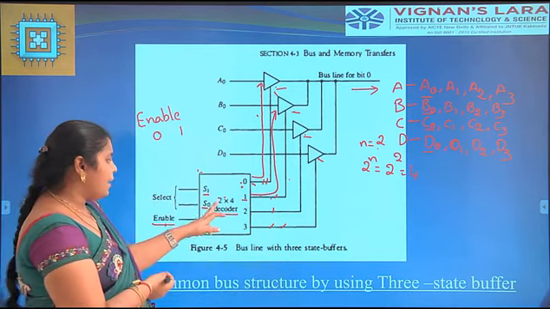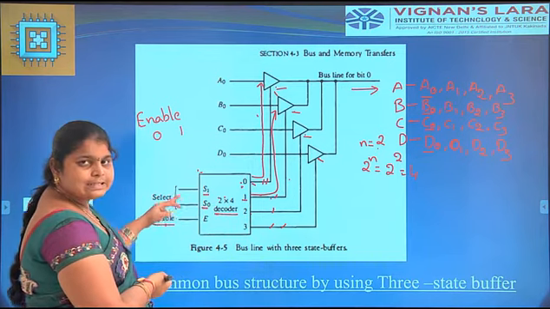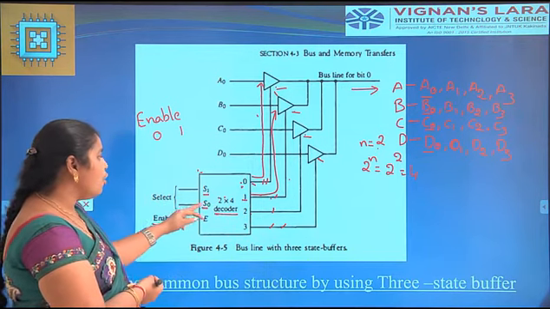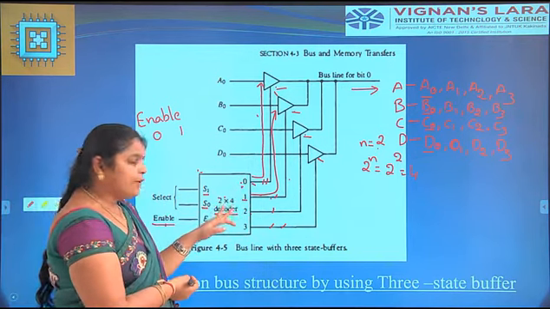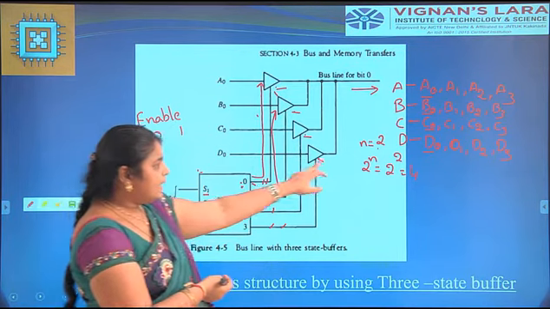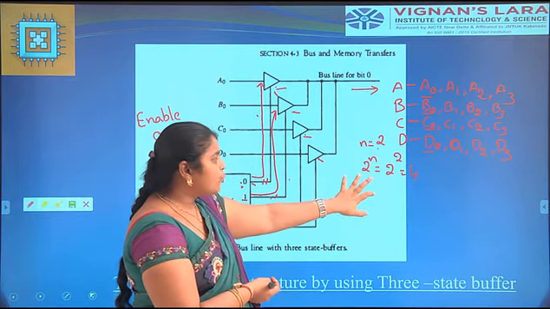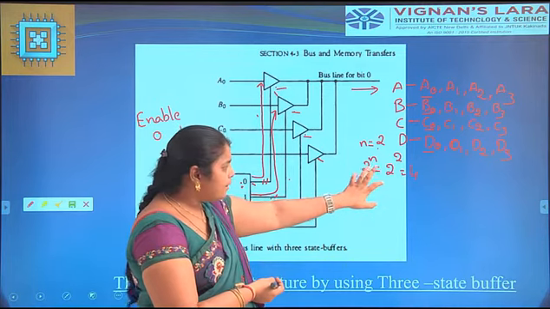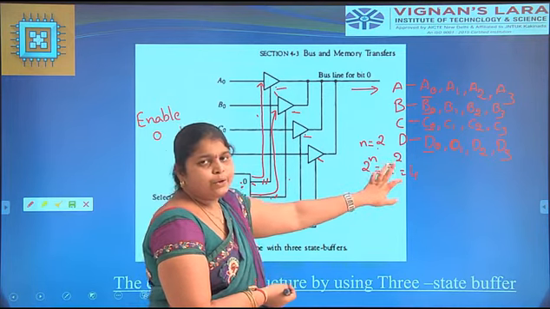Here, what is the 2 by 4? 2 are the input lines, the select lines S0 and S1. 4 are the output lines. Why do we take 2 by 4? Here n equals 2. The output representation is 2 power n. That's why we take 2 power 2 equals 4.